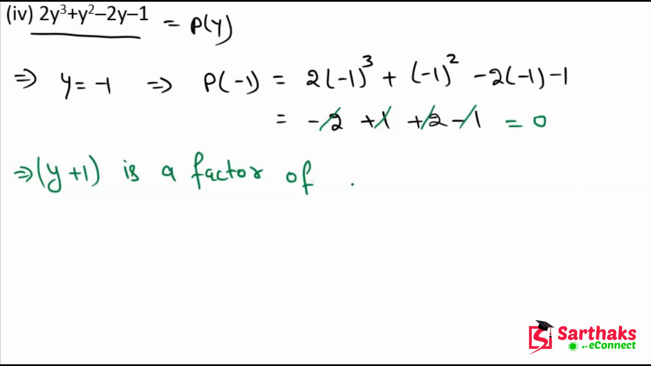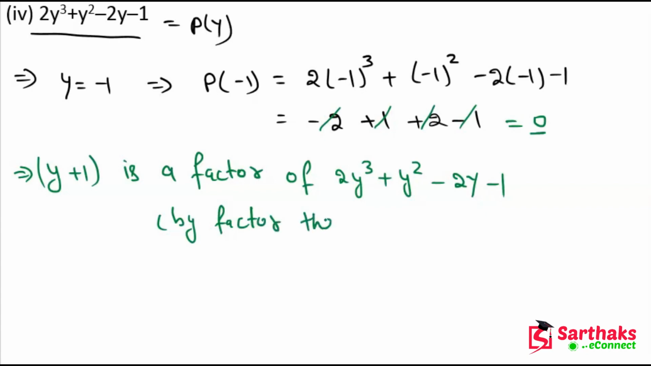y plus 1 is a factor of 2y cube plus y square minus 2y minus 1, because in this case this is 0, which means this is the remainder. By the factor theorem, we know that very well.